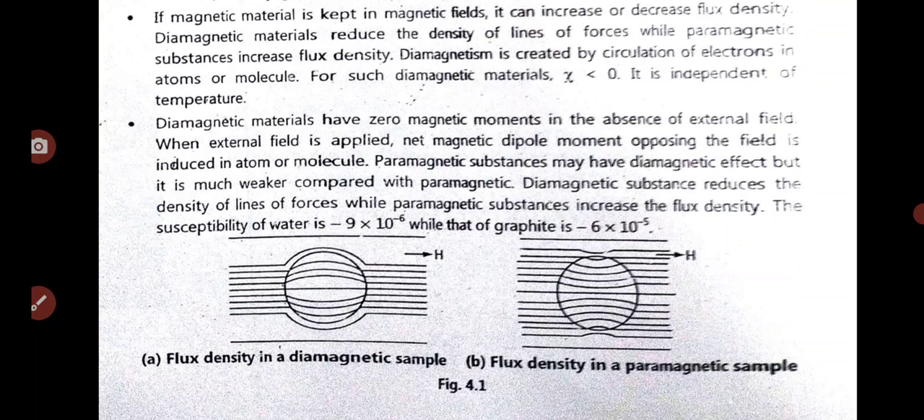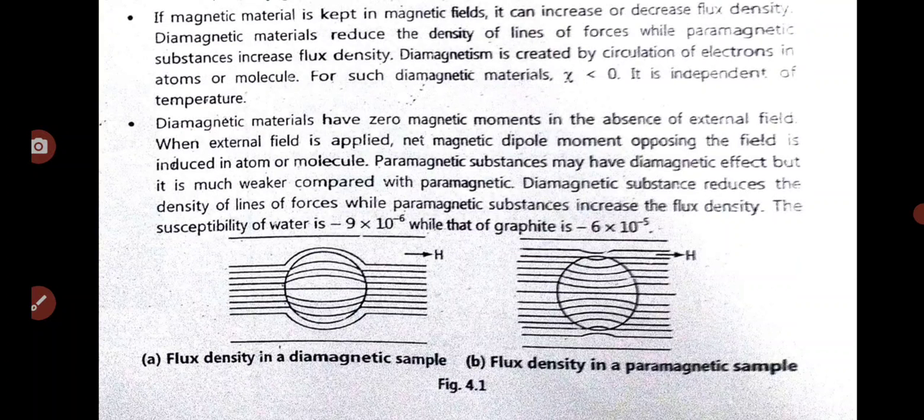So a diamagnetic material has zero magnetic moment in the absence of the external field, and in the presence of the external field the material shows deflection of the molecule. When the external field is applied, a magnetic dipole moment opposing the field is induced in the atom or molecule. We have to know that the magnetization is opposite to the direction of the magnetic field strength, H bar.